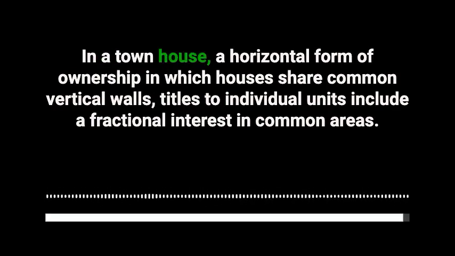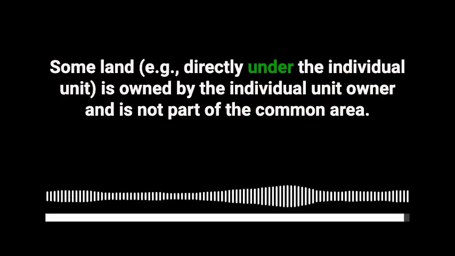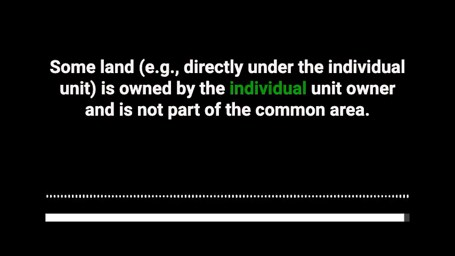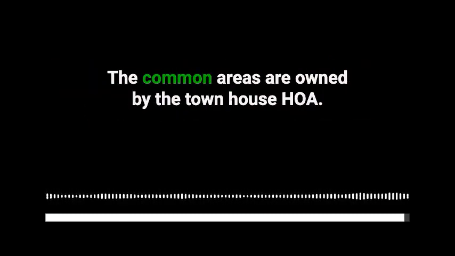In a townhouse, a horizontal form of ownership in which houses share common vertical walls, titles to individual units include a fractional interest in common areas. Some land is owned by the individual unit owner and is not part of the common area. The common areas are owned by the townhouse HOA.